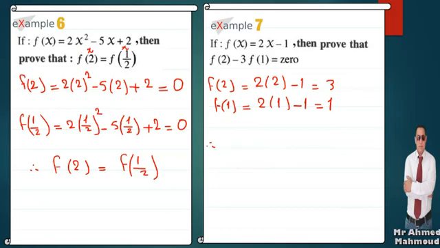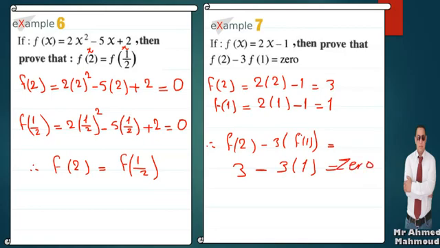Okay, therefore f of 2 minus 3 f of 1 equal 3 minus 3 between brackets 1. 3 minus 3 equal 3 minus 3 times 1. 3 times 1 equal 3. 3 minus 3 equal 0. Therefore, f of 2 minus 3 f of 1 equal 0.